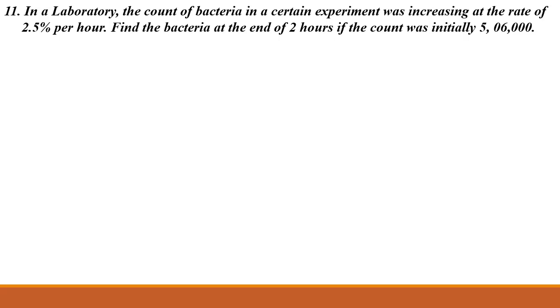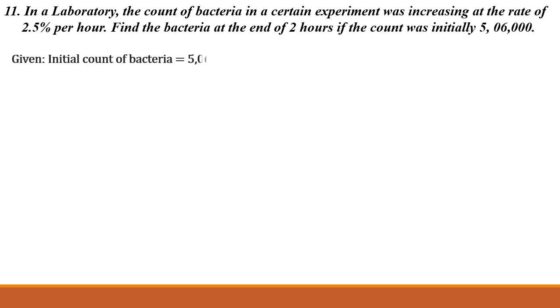So here again, we can use the formula for finding the compound interest or the amount. Here, the principal will be 5,06,000, the rate will be 2.5 and n is 2. It is for 2 hours because it is increasing per hour. So the time will be 2 hours, so n will be 2. The formula will be the same.